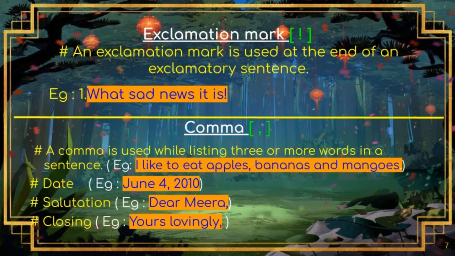Students, now we are going to revise exclamation mark and comma. Okay, let us see exclamation mark first. What do you mean by exclamation mark and where to use? An exclamation mark is used at the end of an exclamatory sentence. Okay students, what do you mean by exclamatory sentence? An exclamatory sentence is used to express strong or sudden emotion like happiness, pity, sorrow, etc. So at the end of an exclamatory sentence we have to put an exclamation mark.